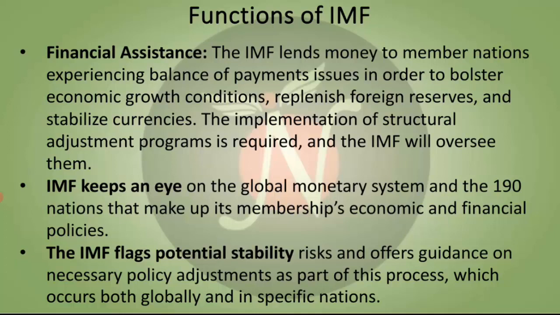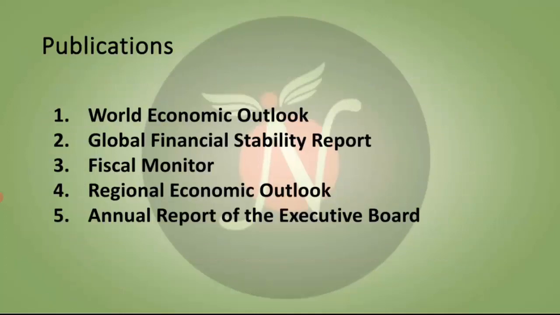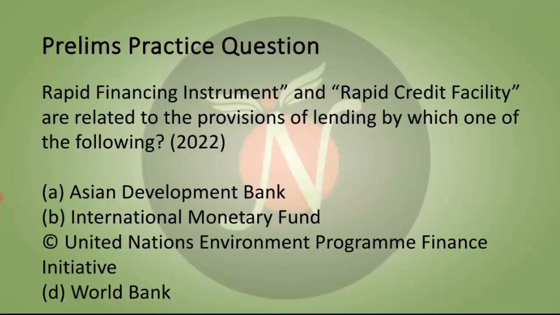The IMF also keeps an eye on the global monetary system and on the economic and financial policies of the 190 nations that make up its membership. The IMF flags potential stability risks and offers guidance on necessary policy adjustments as part of this process, which occurs both globally and in specific nations. These are the publications of the IMF: World Economic Outlook, Global Financial Stability Report, Fiscal Monitor, Regional Economic Outlook, and the Annual Report of the Executive Board.